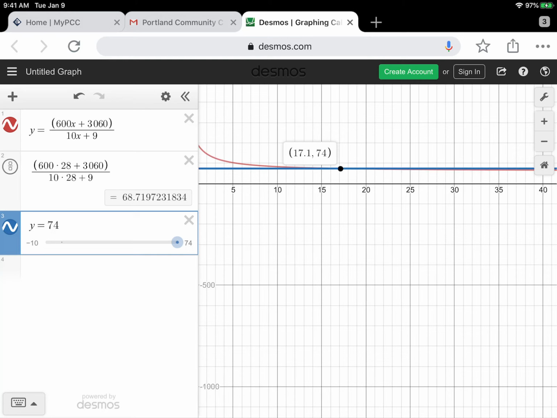And then it says as time goes on, the population levels off about how many deer. Well, look here. As I keep going, it just keeps leveling off at 74, even as years go on and on and on. My output's always 74.